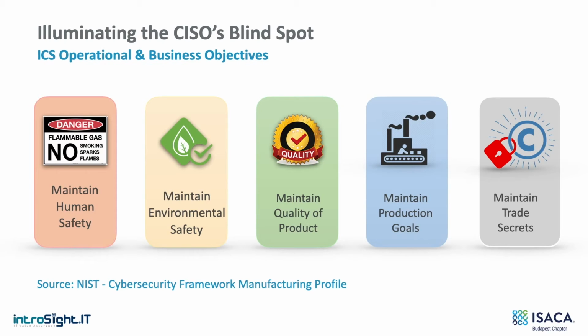The manufacturing profile relates to business objectives, which I prefer to call categories of consequences. And as you can see, they are: maintain human safety, maintain environmental safety, maintain quality of product, maintain production goals, and maintain trade secrets. If we take a closer look, maintain trade secrets is similar to confidentiality, maintain quality of product is somewhat similar to data integrity, and maintain production goals resembles availability. The remaining two items are unique to ICS: human safety and environmental safety. And the CISO has to remember these parameters while considering other risks as well.